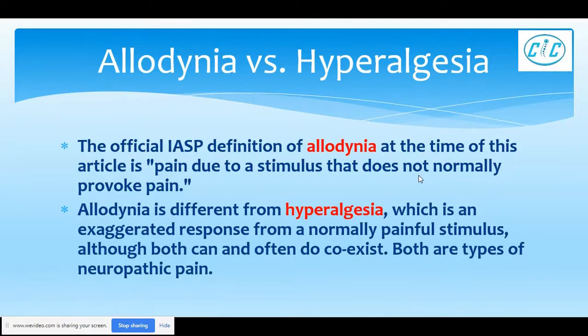Whereas hyperalgesia is a type of sensation which is an exaggeration of pain. If I poke someone's hand, it might cause pain. But if that pain is exaggerated and felt at a higher level than the norm, that is called hyperalgesia.